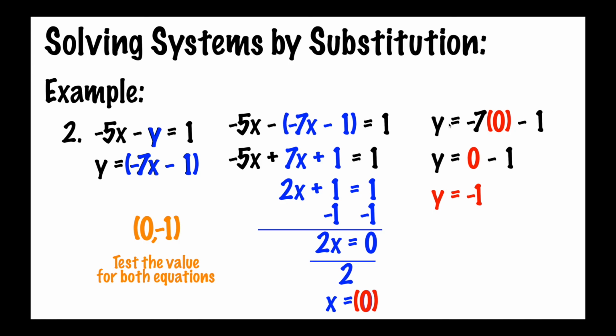But it's important, again, that we test the value for both equations. So if I plug that into the top one, negative 5 times 0, that's going to be 0. Minus the negative 1 will turn into a positive 1, which makes the equation true. And then for the bottom one, I'd have negative 1 on this side for y. Negative 7 times 0 would cancel. That would just be 0 minus 1. So I get negative 1 equals negative 1. Since it's true for both, we can say that 0, negative 1 is the correct solution.